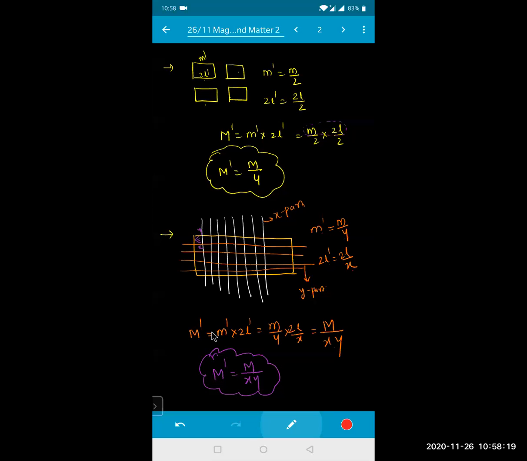So new magnetic moment will be equal to M dash into 2l dash. M dash is m by y. This one is m by y into 2l dash, which is 2l by x. M into 2l is capital M. X into y is nothing but xy. That means if it is cut into x parts vertically and y parts horizontally, the new magnetic moment is calculated with the formula directly: M dash is equals to M into x by y. Okay? Clear?